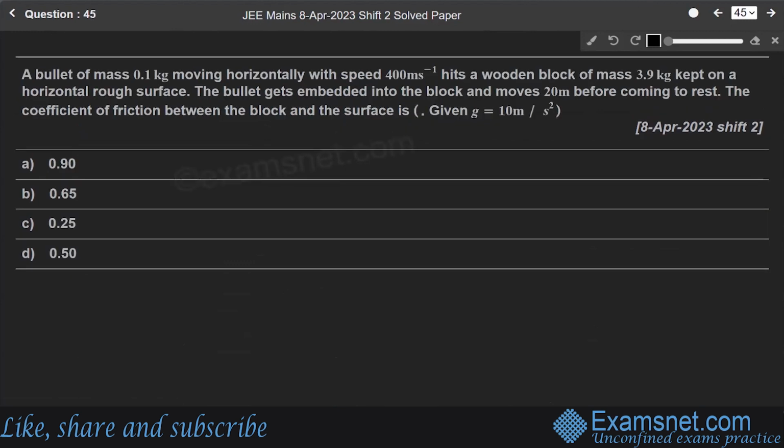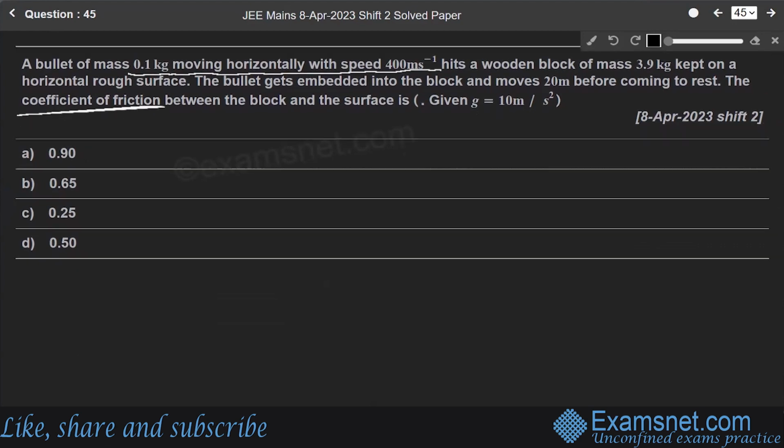Now, next question, question number 45. This question says that a bullet of mass 0.1 kg moving horizontally with a speed of 400 meter per second hits a wooden block of mass 3.9 kg kept on a horizontal surface. The bullet gets embedded into the block and moves 20 meters before coming to rest. We have to find the coefficient of friction between the block and the surface.